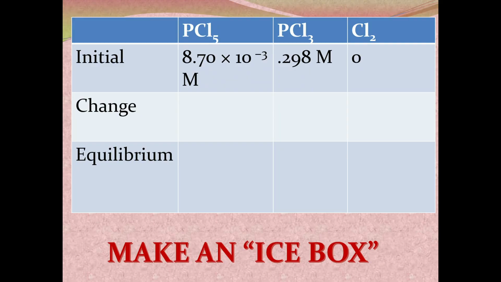So what do I know? Well, I know that my initial concentration of PCl5 was 8.7 times 10 to the minus 3 and 0.298 for PCl3, and I had no chlorine.